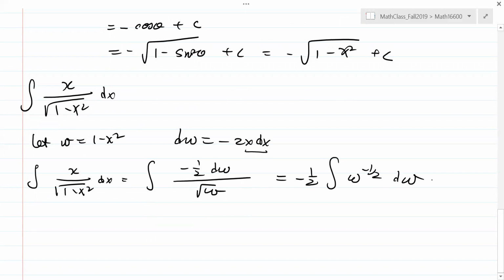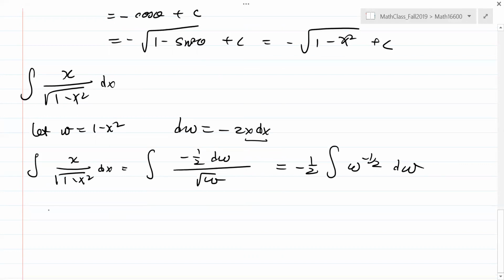I like this tablet because I can keep writing. In mathematics, you cannot type, right? You can write it quickly, take notes. Then use the antiderivative, use that as a standard formula, and plus constant.